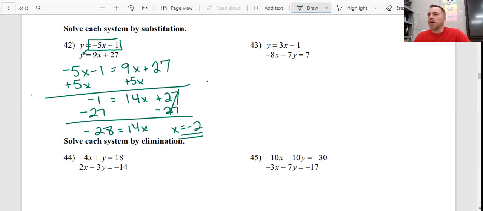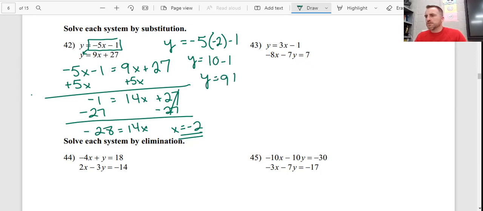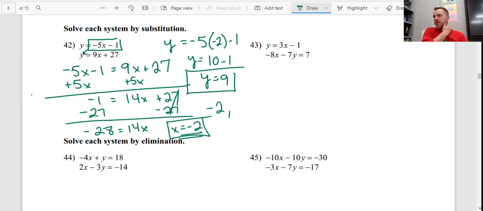We still need to know y though. y is equal to negative 5x minus 1. Well, before we didn't know what x is, but now we do. It's negative 2. So we get y equals 10 minus 1, or y equals 9. So the solution to this system is the point negative 2, comma 9. When x is negative 2, it makes both of these equations equal to 9. And that is what it means to be a solution for the system.